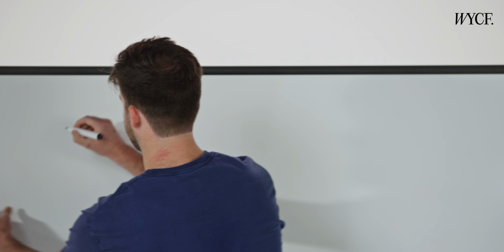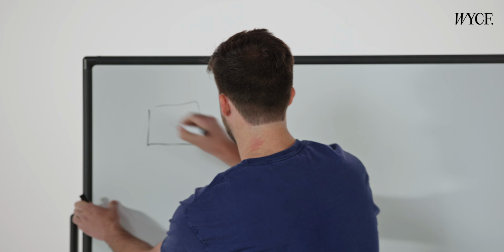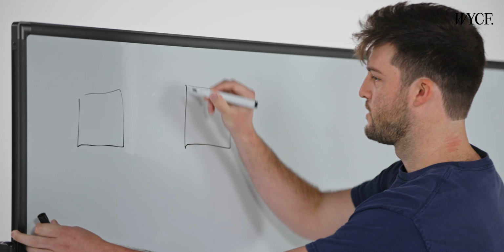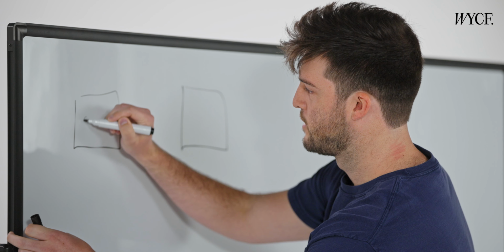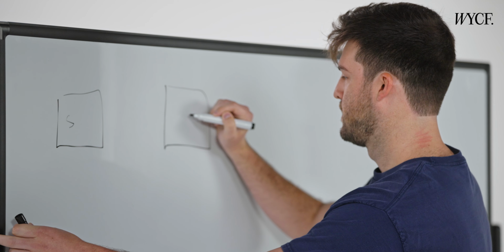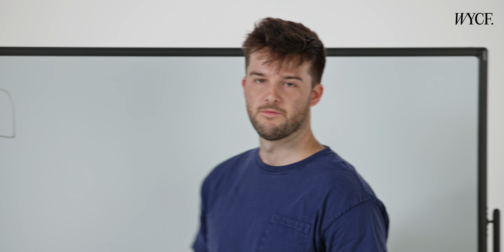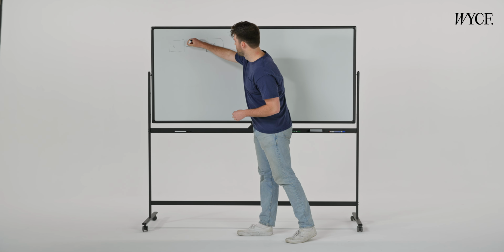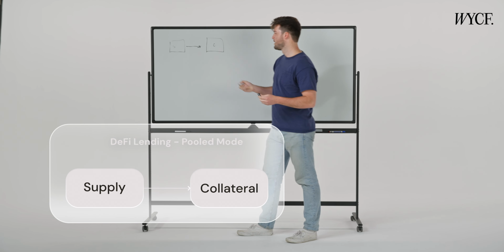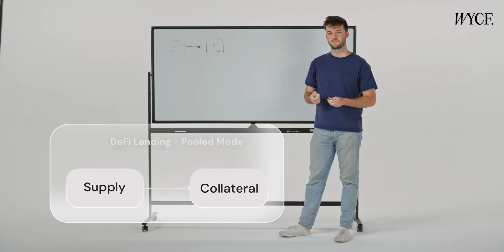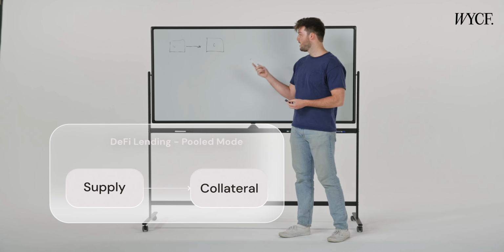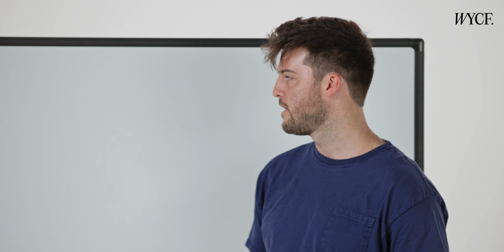If we think about lending, we have two different things of consideration here. We have our supply, which I'll label as S. We have our collateral, which I'll label as C. What is happening in lending is supplied assets are lent to users who are borrowing against their collateral, and those borrowers borrowing against that collateral are paying interest back to the suppliers.